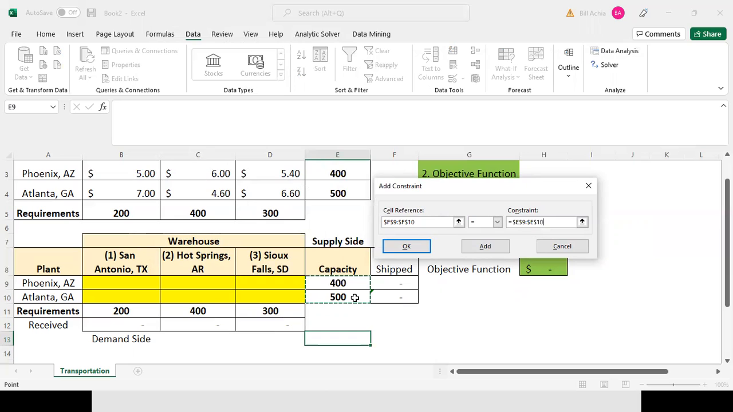Okay, there are times when the capacity does not match the requirements. In this case here, the capacity was 900, the requirements was 900, so I use an equal sign. If the capacity is greater than the amounts demanded, then I might have to use a less than or equal to sign and not an equal sign.